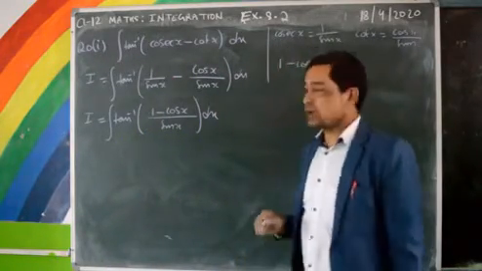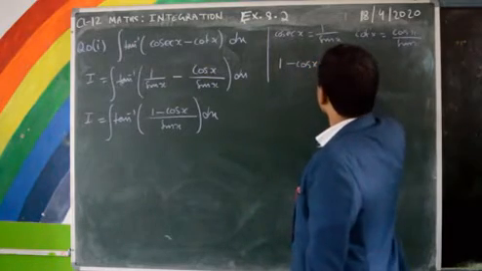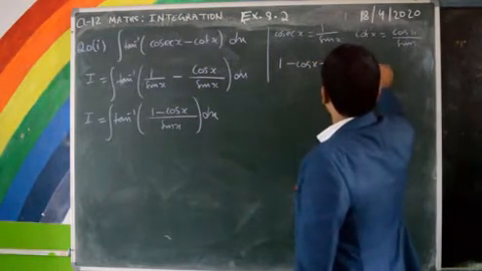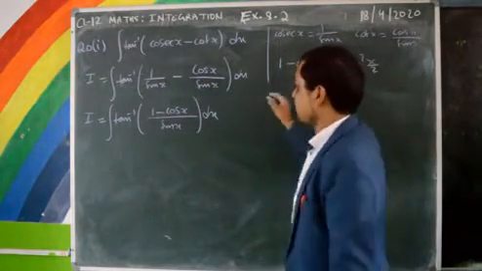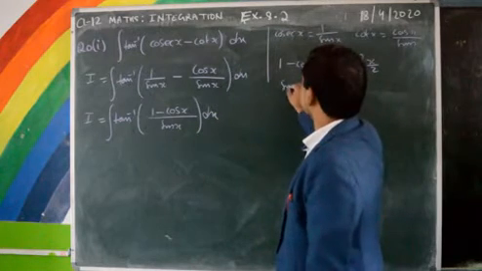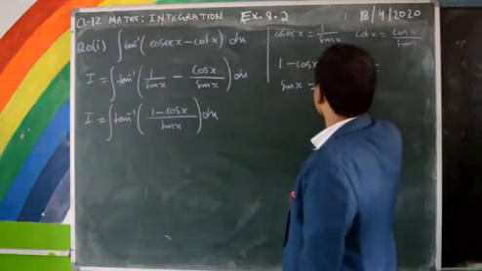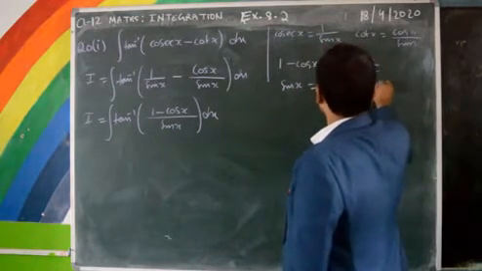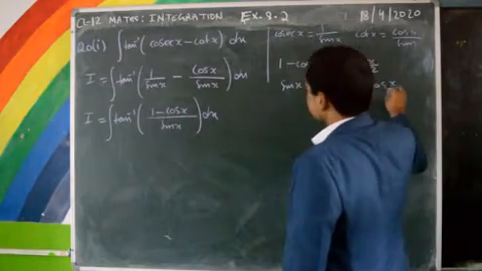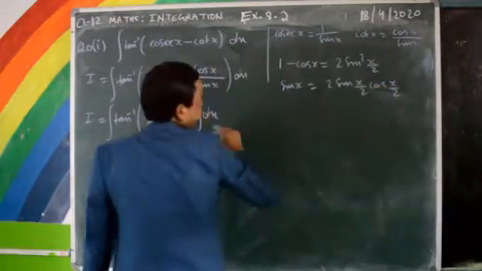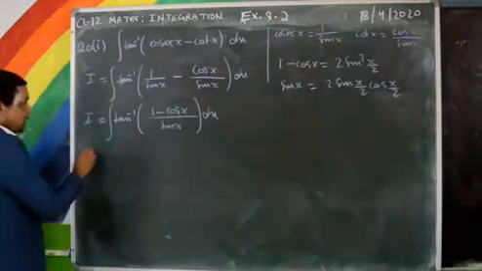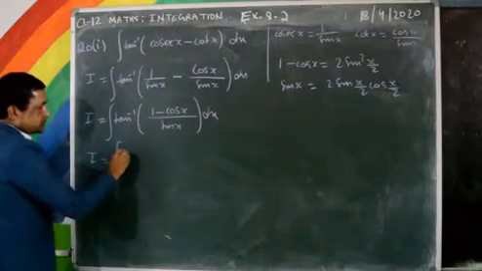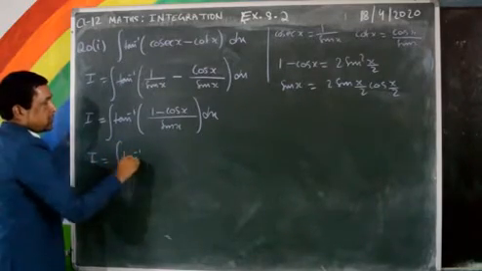1 minus cos x means 2 sin square x by 2. Similarly, sin x means 2 sin x by 2 cos x by 2. Now just replace this by the formula. Now I equals to tan inverse.